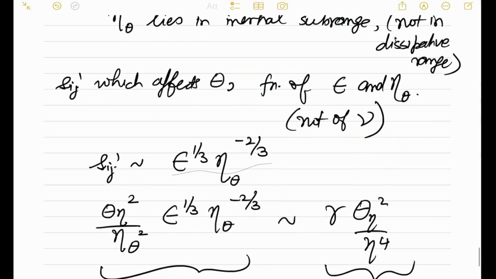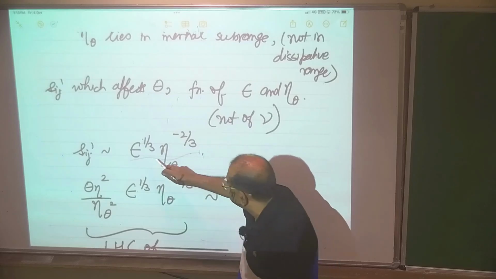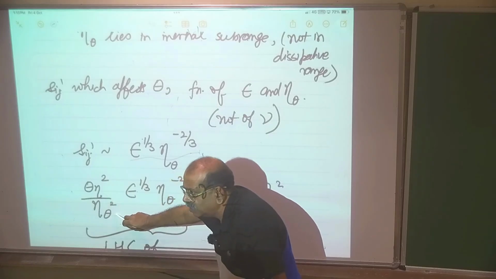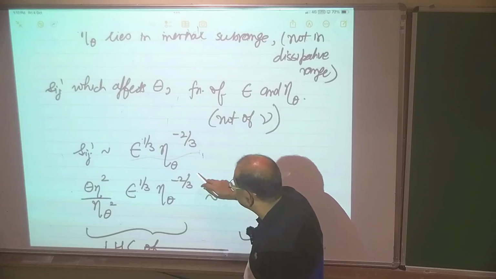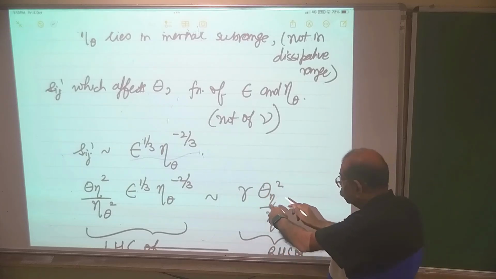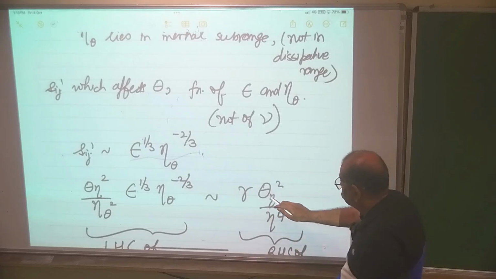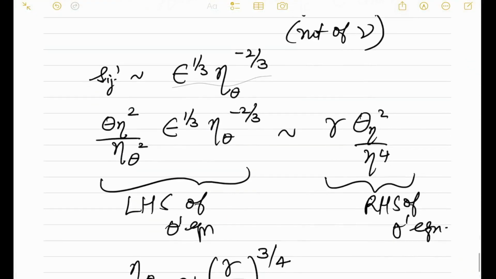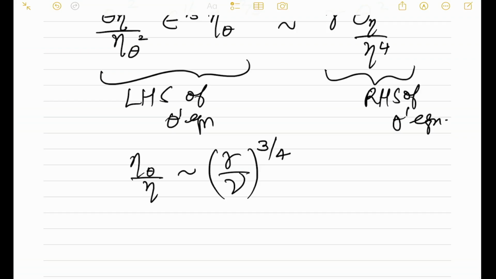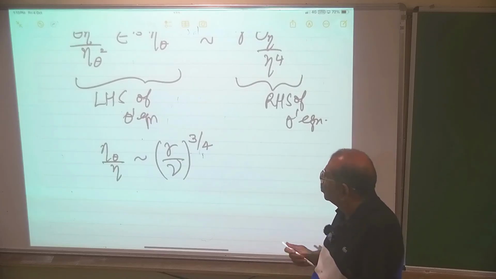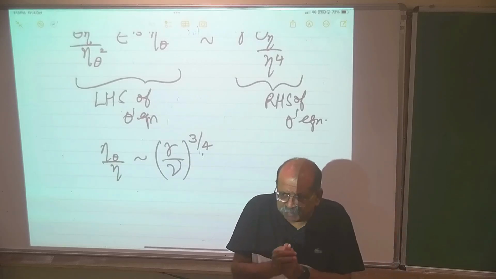But Sij now is not the smallest scale of velocity, but because here it is the smallest scale of temperature, it scales like epsilon to the power of 1/3 times eta theta to the power of minus 2/3. So, the left hand side becomes theta eta square upon eta theta square times epsilon 1/3 times eta to the power of minus 2/3, and the right hand side is still gamma times theta eta square upon eta square whole square. So, you get this, and from there the scaling changes. This is for the case where the thermal coefficient is larger than the velocity diffusion. Anyway, I have gone maybe a bit fast.